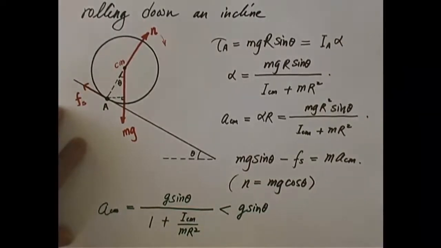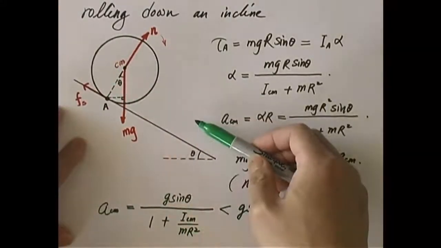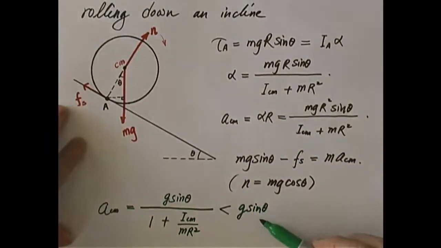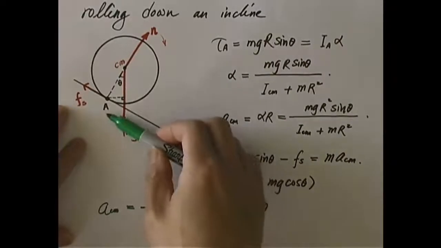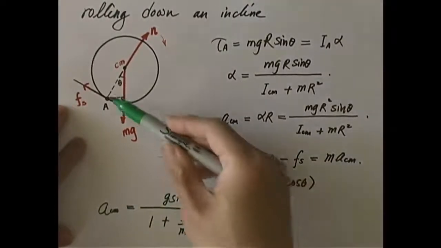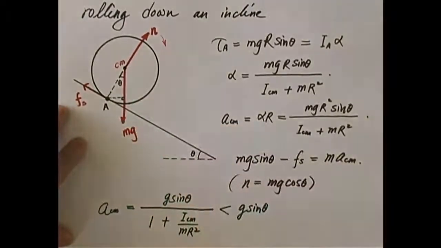What is g sine theta exactly? Do you recall one of the sample problems we did for chapter 5? You have a box sliding without any friction down the incline. What was the acceleration of the center of mass? That was g sine theta, wasn't it? g sine theta, because mg sine theta is the only force pulling it down. Let it equal ma, you get a equals g sine theta. Now it's less than g sine theta. Why is that? Because there's a friction pulling it up, which cancels part of the mg sine theta. That's why it's less than g sine theta. So that makes perfect sense.